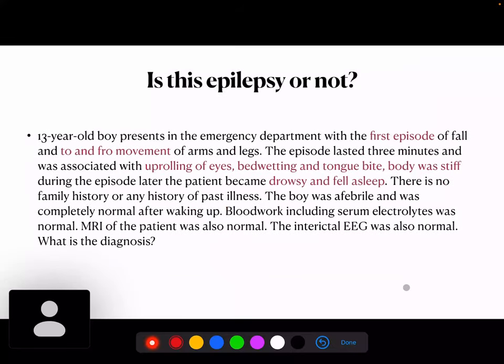Anyone really, let's just for 1 minute go through this. So a 13-year boy comes to the ER with the first episode of fall and to and fro.